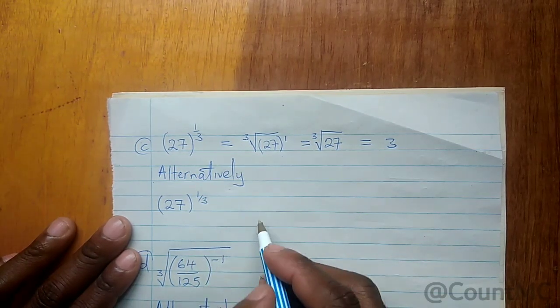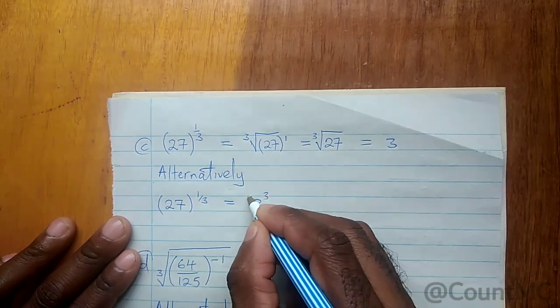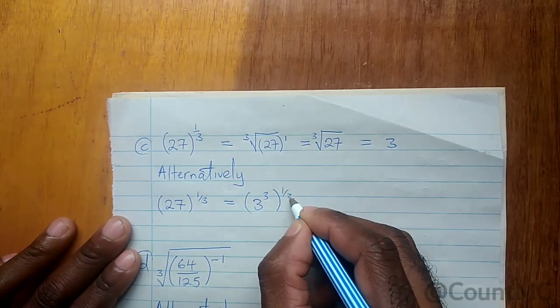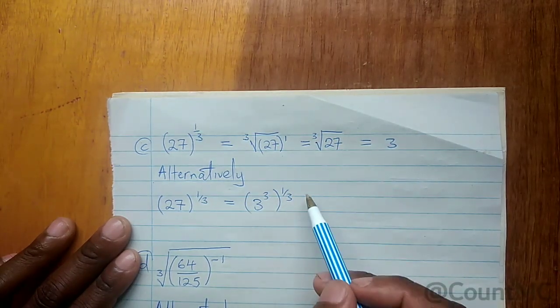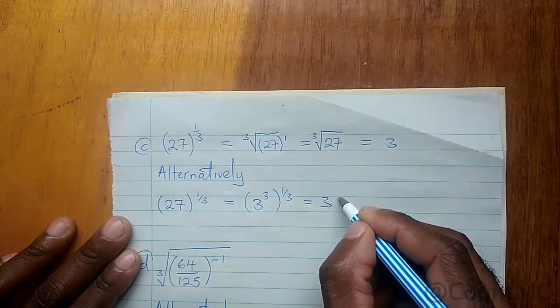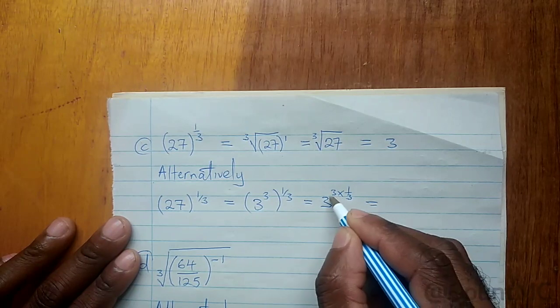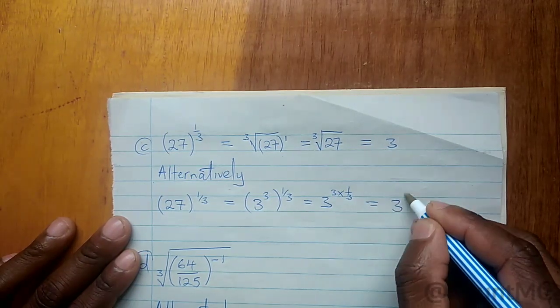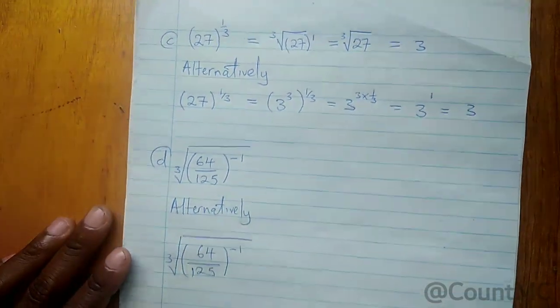Alternatively, you could have calculated it this way. 27 is 3 to the power 3. Multiply by a third, power a third. Power and power will multiply, or we say this will distribute inside. So this will be 3 to the power 3 times a third. 3 times a third, that's 1. 3 to the power 1 is equal to 3.